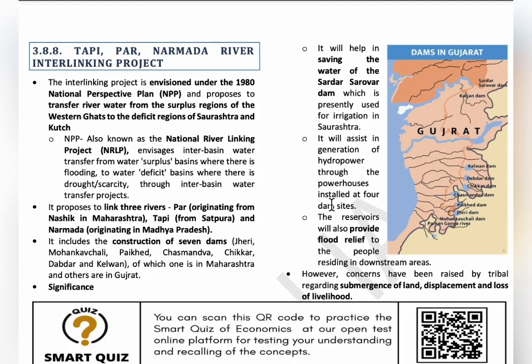Next is the Par Tapi Narmada River Interlinking Project. Par River originates from Nashik in Maharashtra, Tapi River originates from Satpura and Narmada River originates from Madhya Pradesh. Under this project, 7 dams were constructed. They are Jheri, Mohankavchali, Paikhed, Chasmandva, Chikkar, Dabdar, Kelwan dams. One of these dams is in Maharashtra and the rest are in Gujarat.